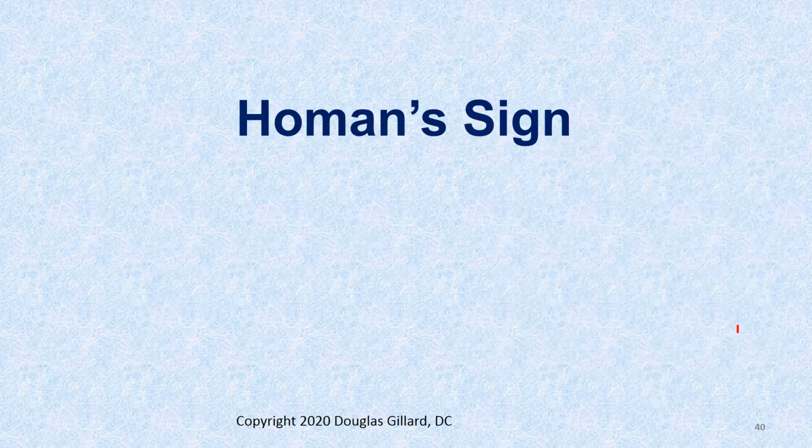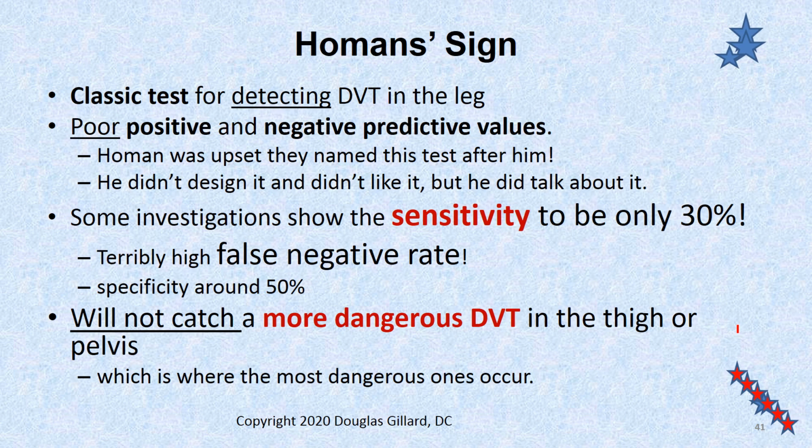Homan sign, I'll whip through this. You guys already know this. The positive and negative predictive values, in other words, the false positive rate and the false negative rate, are terrible. Sensitivity and specificity are terrible. The sensitivity, so that's a false negative rate, is only 30%. I mean, this is a worthless test, yet it's classic. It's still on medical boards.